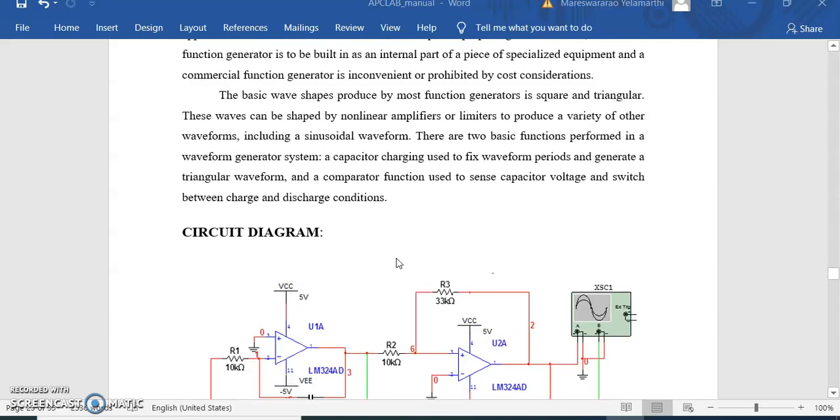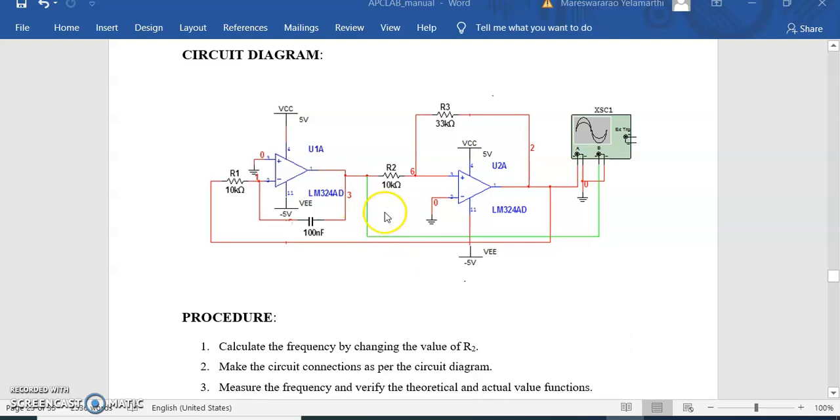Let us go to the circuit. Okay, this is our circuit. Basically, this circuit will generate the triangular wave and a square wave. This part of the circuit will generate the square wave. This square wave is applied to this circuit, which is an op-amp integrator circuit. If we integrate this square wave, we'll get the triangular wave output. So let me explain how it will work.